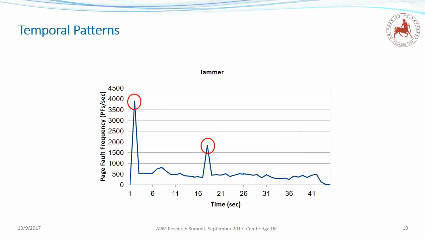So the second thing we can take advantage of in order to reduce the overhead is temporal patterns. Currently, our implementation serves a system call or a page fault and immediately returns control to the unreliable core. However, system calls or page faults often come in batches. For example, here we have the page fault frequency of the Jammer application, and you can see that there are a couple of periods during its execution where it performs many page faults. It is a common occurrence in applications that have phases, for example.